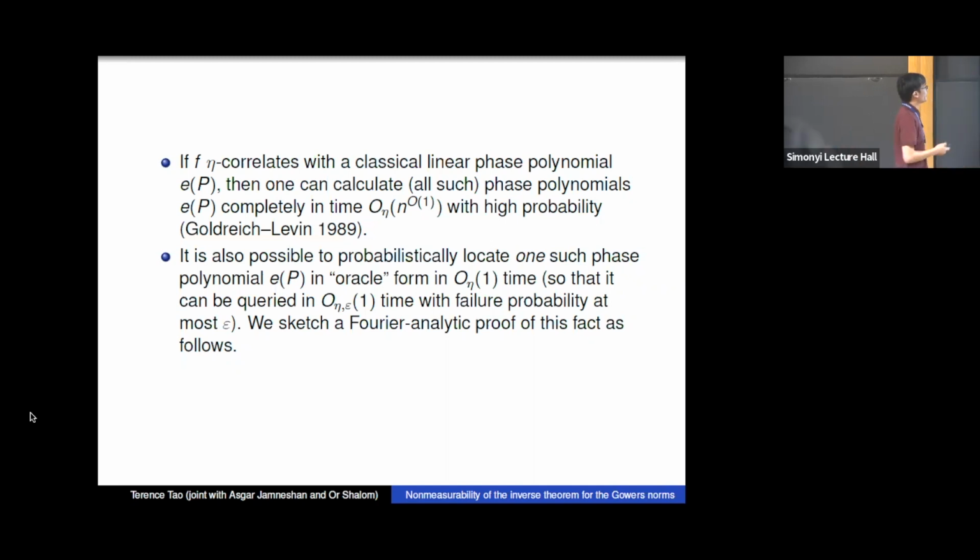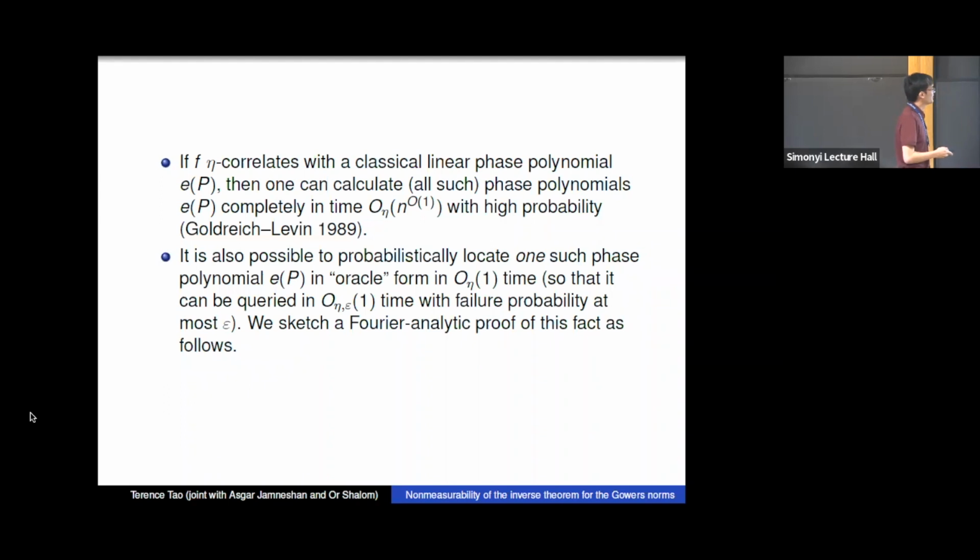But actually, you can do a little bit better. You can remove the dependence in the following sense. If you just want one function that correlates, you can find one function that correlates, but not written in terms of monomials, because even just writing down the monomial expansion takes polynomial time. But if you just want to represent your phase polynomial as an oracle, that given any input, you can just figure out what its value is in bounded time, you can do that. So as long as you represent your function in a slightly weird way, you can actually recover this e of p in bounded time rather than polynomial time.